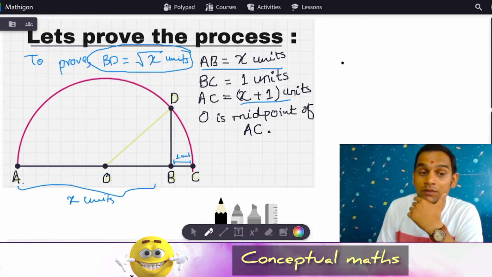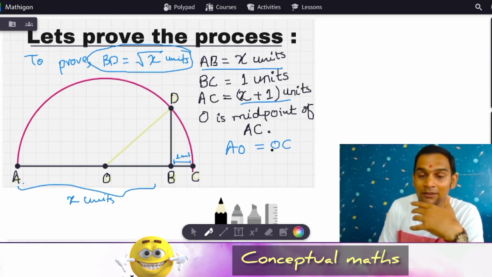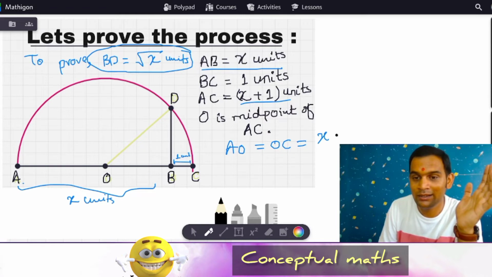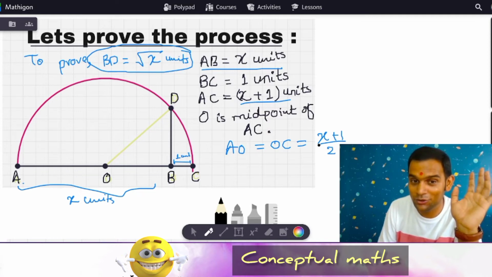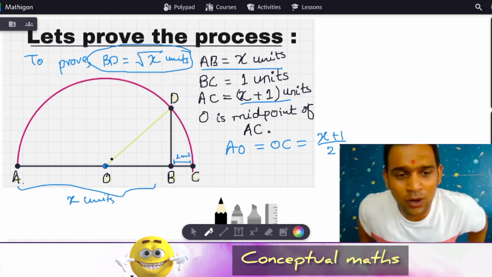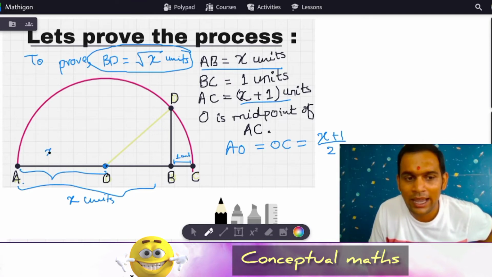Now, what will be the length of AO or OC? Since O is the midpoint of AC, AO equals OC. That means the length of AO will be half of AC. So that makes it (x plus 1) divided by 2. Why is that so? Because midpoint is nothing but the point which divides the line segment into two halves. So if you want to find half of the length, we just do (x plus 1) divided by 2. And similarly, OC is also equal to (x plus 1) by 2.